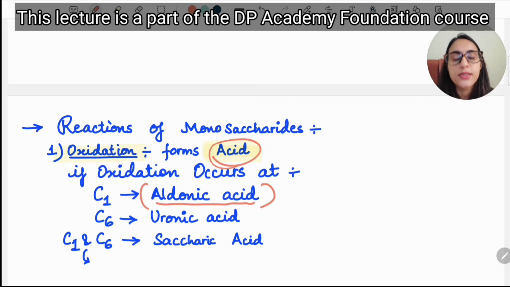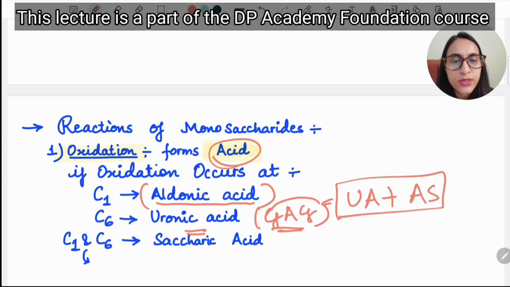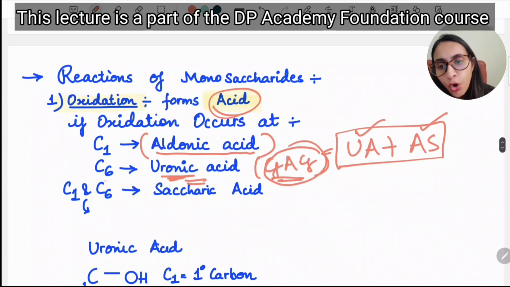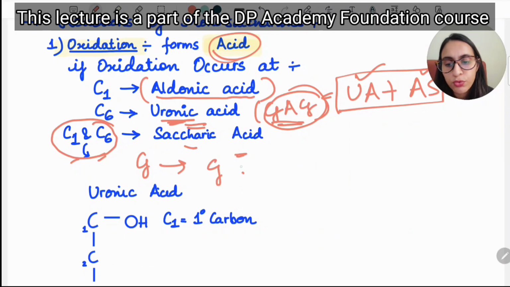If the oxidation occurs at carbon atom 6, then it is uronic acid, and we'll be talking about uronic acid in glycosaminoglycan. Glycosaminoglycan is a heteropolysaccharide which contains uronic acid as well as amino sugar, formed by tandem repeated units of uronic acid and amino sugar. One such example of uronic acid is glucuronic acid. If the oxidation occurs at carbon atoms 1 and 6 both, then it forms saccharic acid, and for example from glucose it can form glucosaccharic acid.